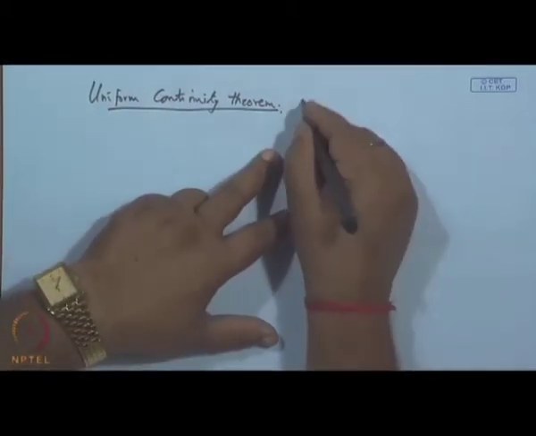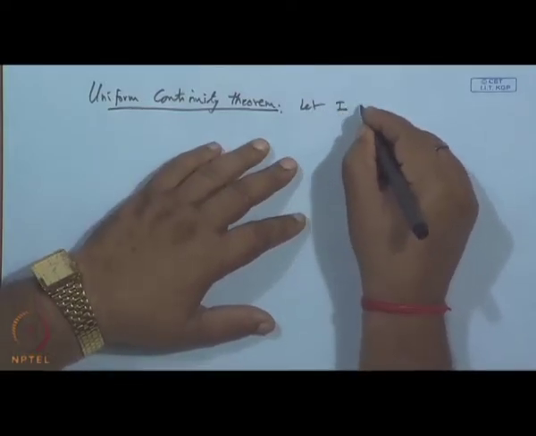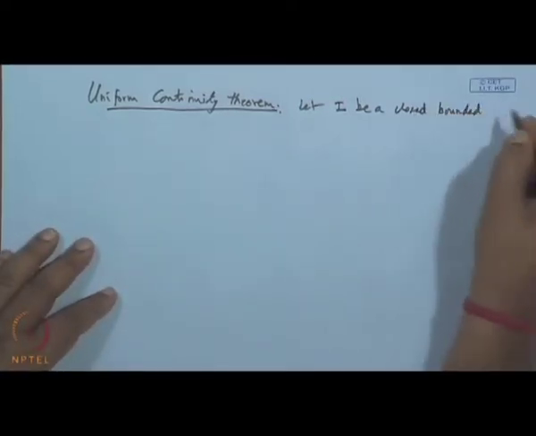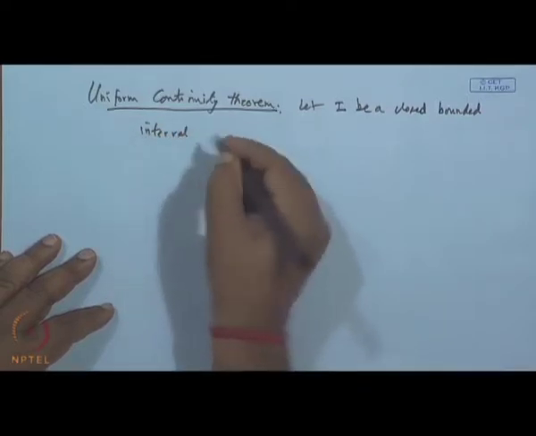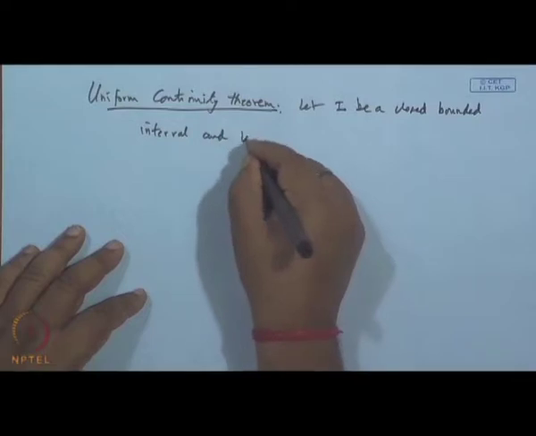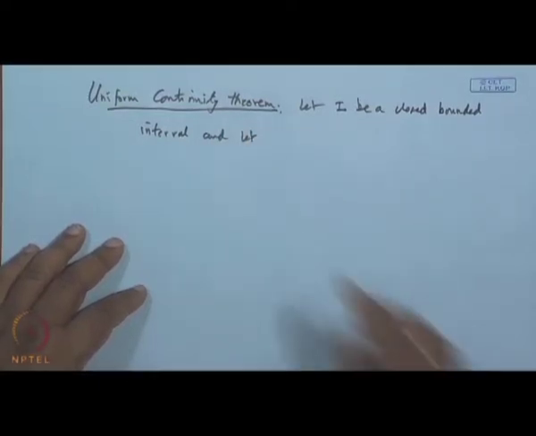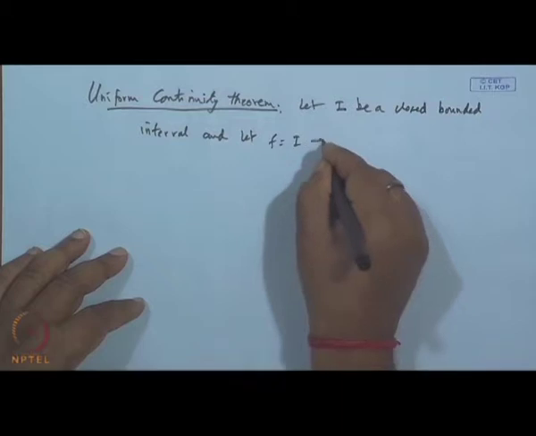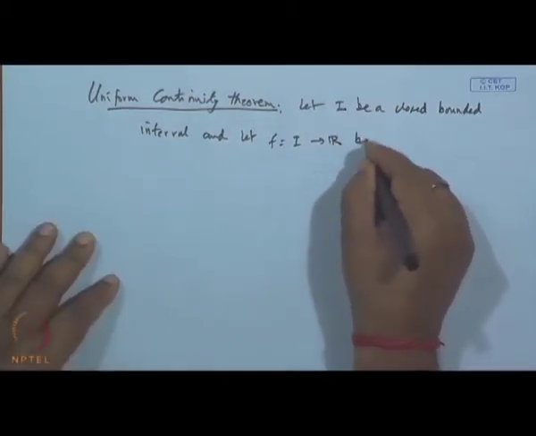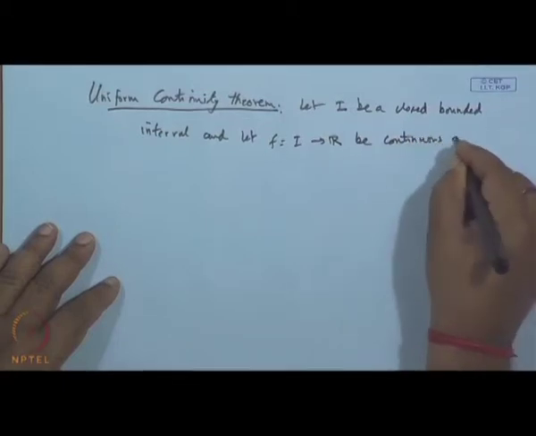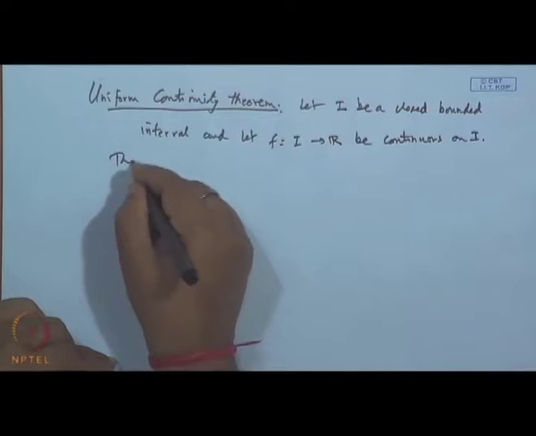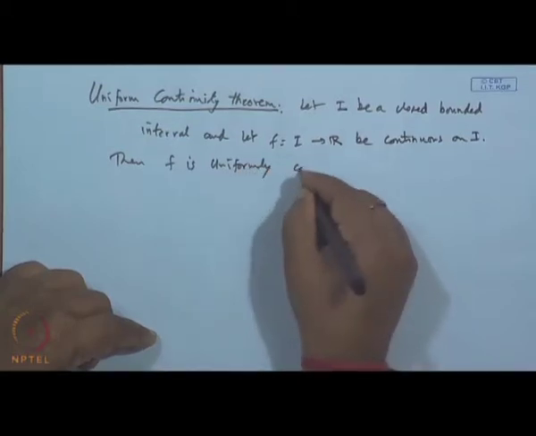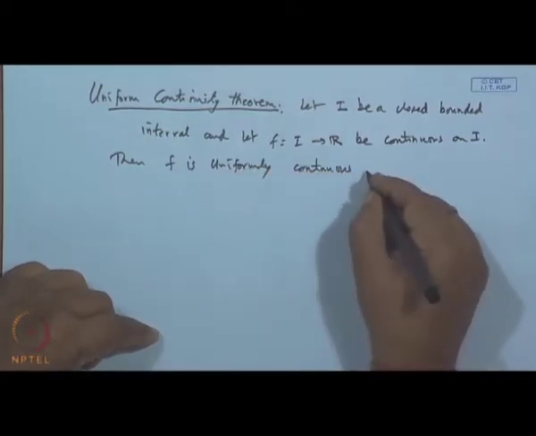The theorem says: let I be a closed, bounded interval, and let f, which is a mapping from I to R, be continuous on I. Then f is uniformly continuous on I.